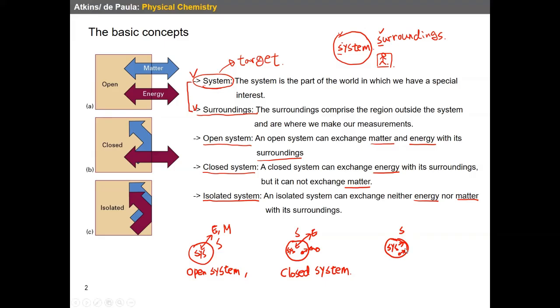any substance cannot go out to the surroundings through the wall of the system, and also the energy of the surroundings cannot go into the system. Also, matter of the surroundings cannot go into the system. Such a system is called an isolated system.